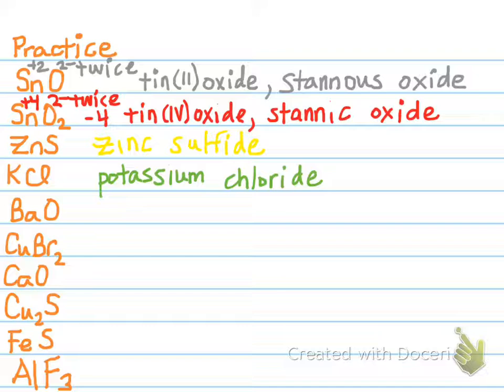BaO, metal, nonmetal, so it's an ionic compound. Ba, tall column of my periodic table, which means I only have to name it once. So Ba is barium ion, O is oxide, so this is barium oxide.